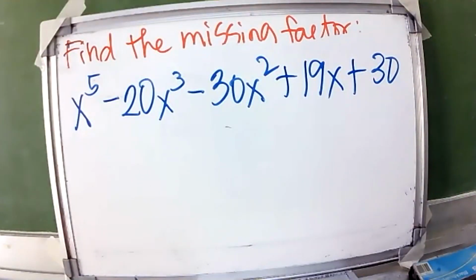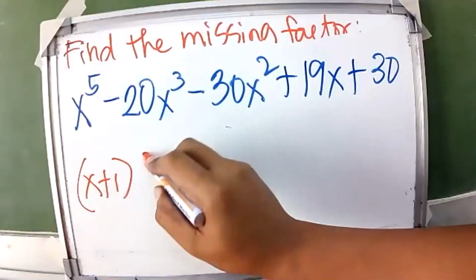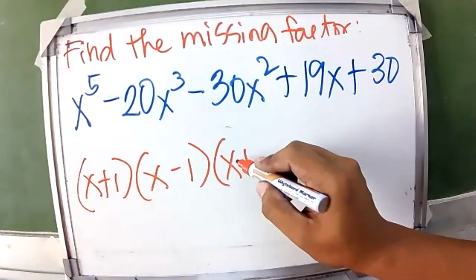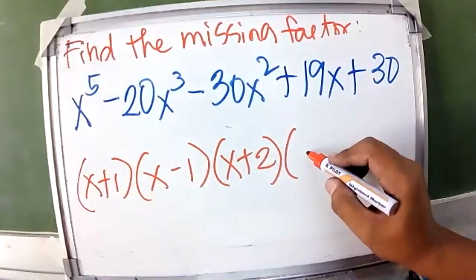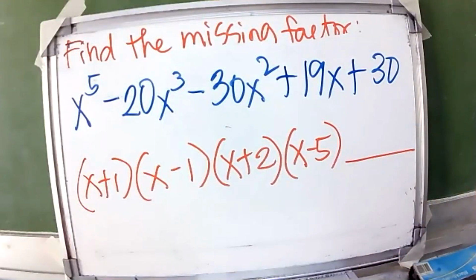And the given factors are x plus 1 times x minus 1 times x plus 2 times x minus 5, and tell me the remaining factor. Go. Ay, wala pong x raised to 4. Walang x raised to 4.